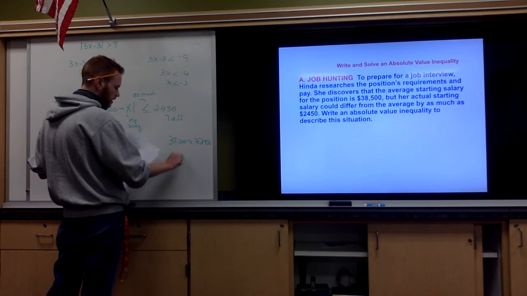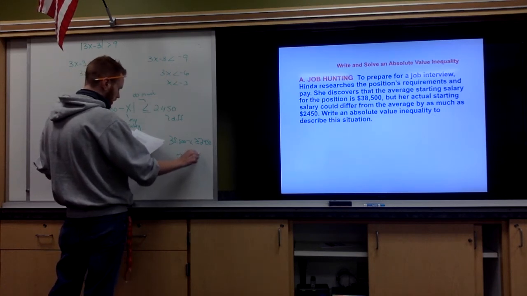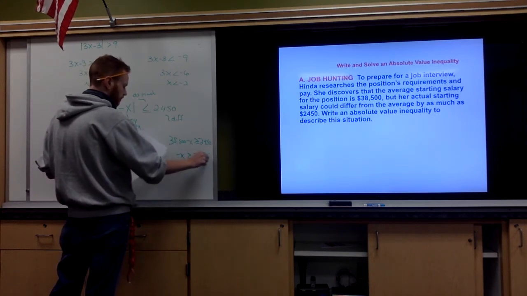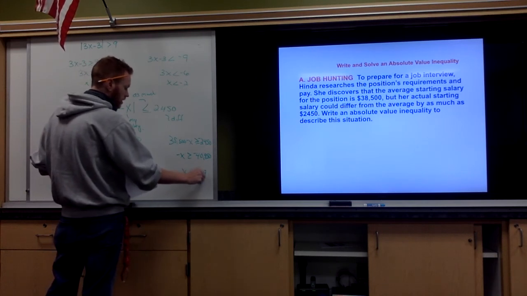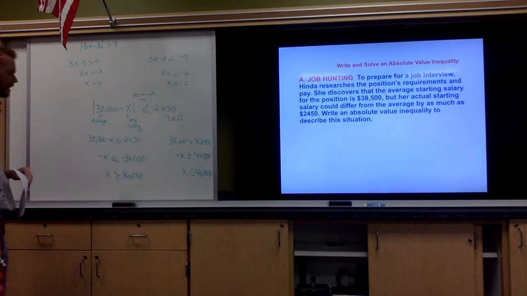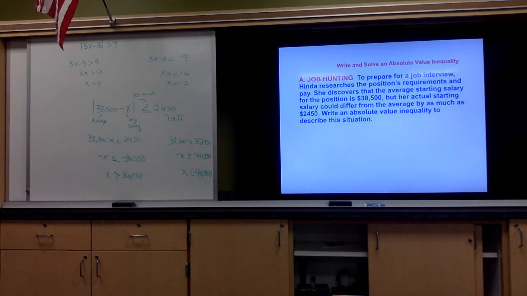Okay. Well, we subtract this to the other side. So we get what? Negative $40,950. Divide both sides by -1, keeping in mind we have to change the sign again. So x is less than or equal to 40,950. Okay? So there's my ranges.